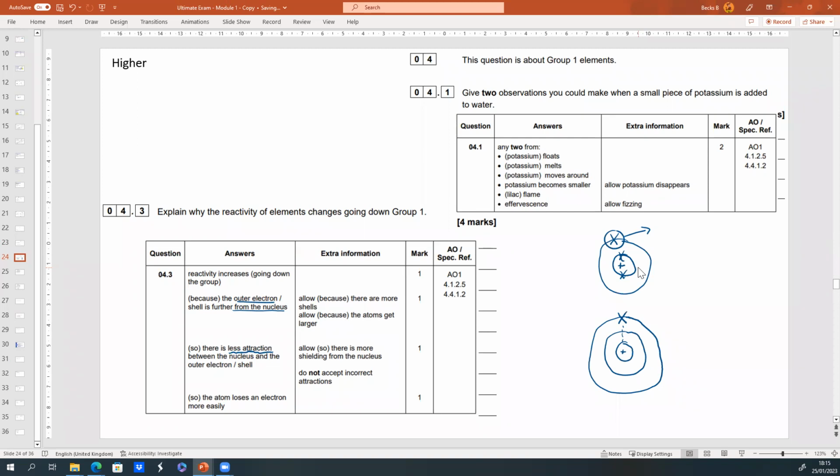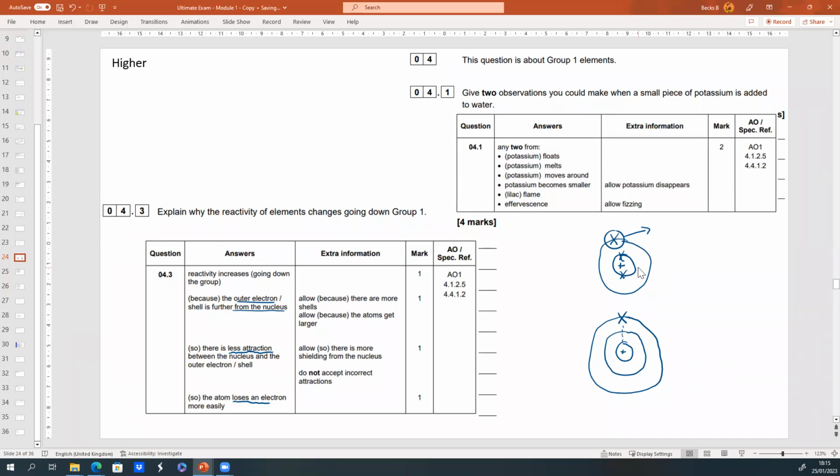I kind of think of it having two magnets. Hold them quite close together, you'd feel that pull. The further away you hold them, the less attraction there will be. So because that outer electron is further from the nucleus, there is less attraction, and so it's easier to lose that electron. Okay.